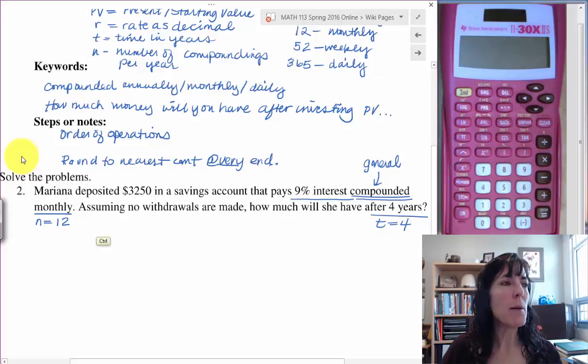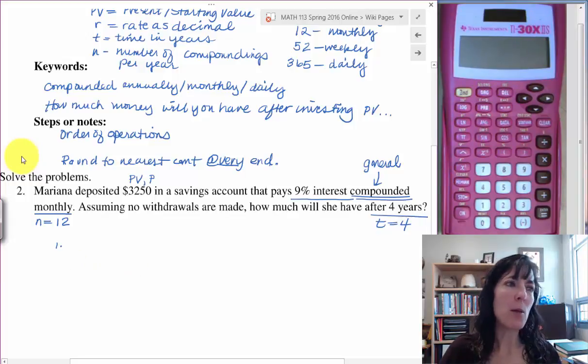12 means monthly. And Mariana deposited a chunk of money, and then we want to know how much will she have. So that's how much will you have. That's the same keywords there to tell me I definitely need this formula. This is the starting amount or the present value or the P, depending on which formula version you're looking at. So the present value for the one that I wrote up above.